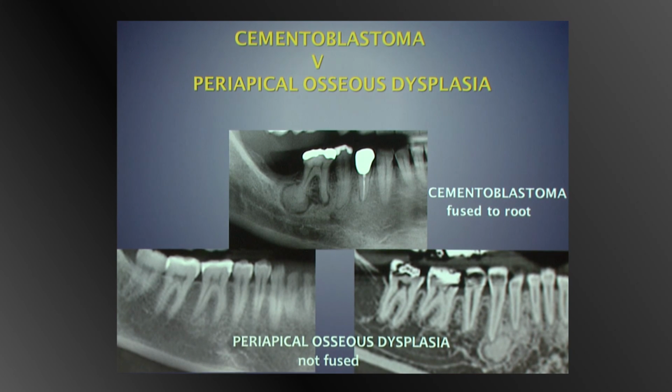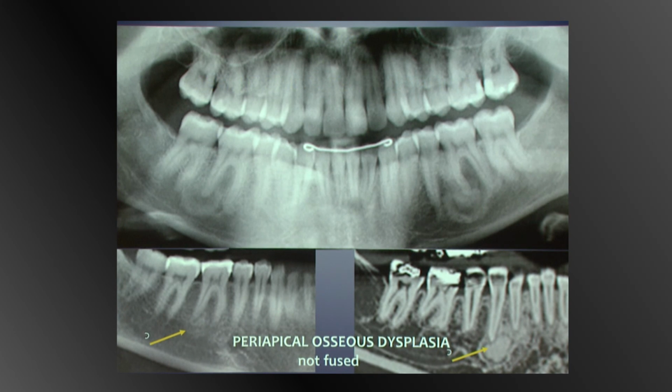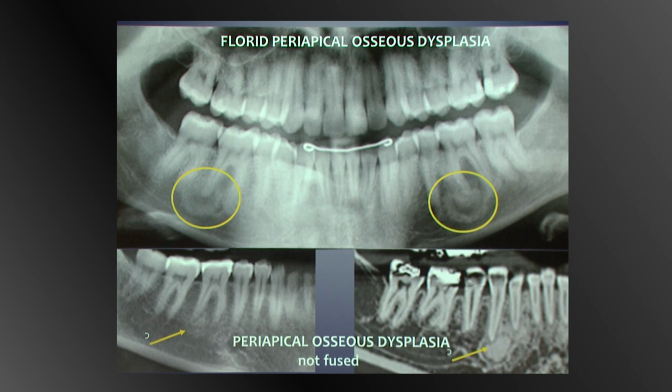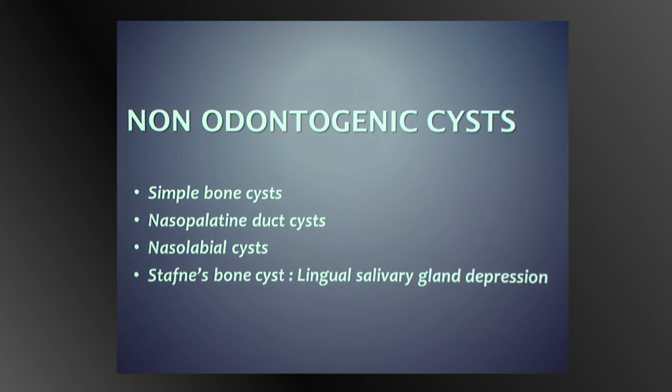So they're fused. Periapical osseous dysplasia may be around one tooth, the teeth will be vital, or it may be around multiple teeth, as in this particular case, where we've got sclerotic lesions of varying maturity associated with several teeth in the mandible. That's given the name of florid periapical osseous dysplasia. Right? They're vital teeth, that's the important thing.